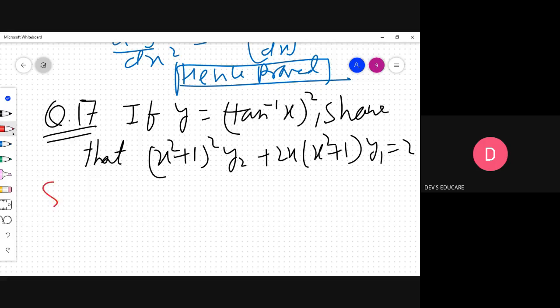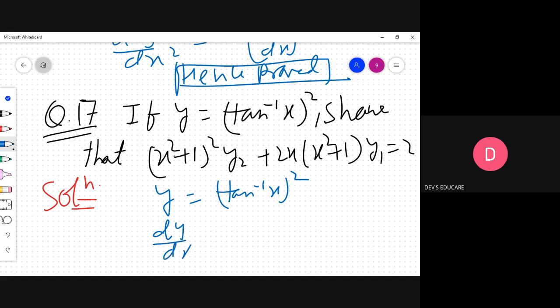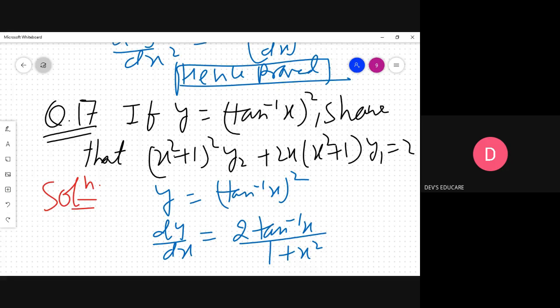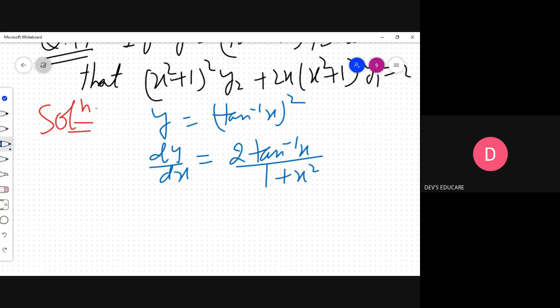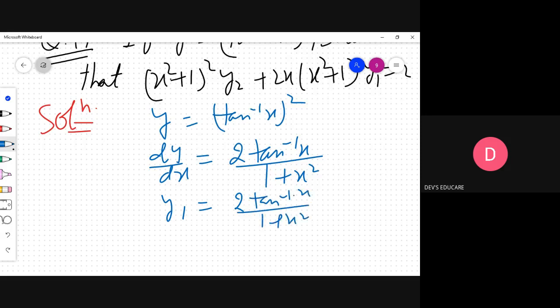So solution. Y equals to tan inverse x whole square. So dy by dx equals to 2 into tan inverse x upon 1 plus x square. Is it? Yes, sir. So we have y1 actually 2 tan inverse x upon 1 plus x square. So 1 plus x square y1 equals to 2 tan inverse x. This could be the second equation.